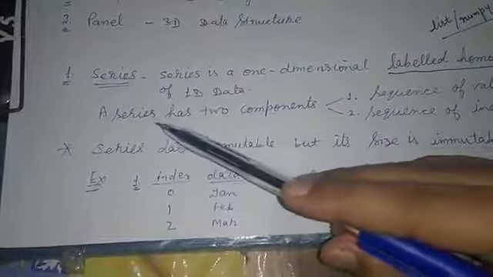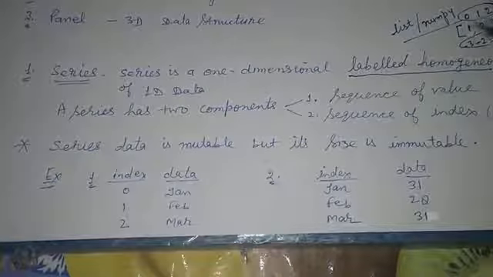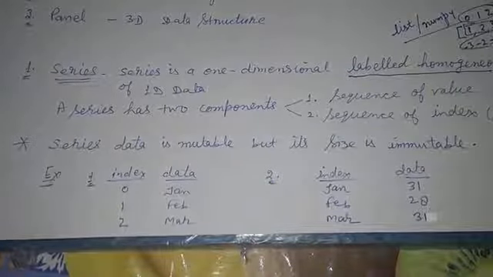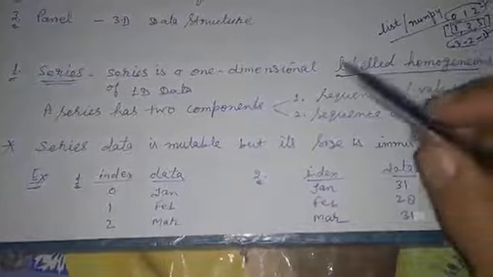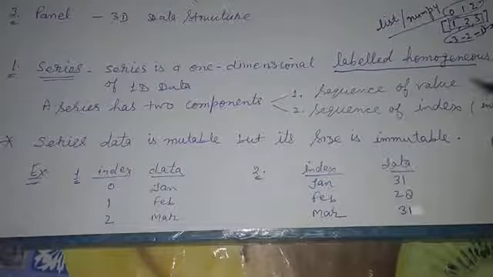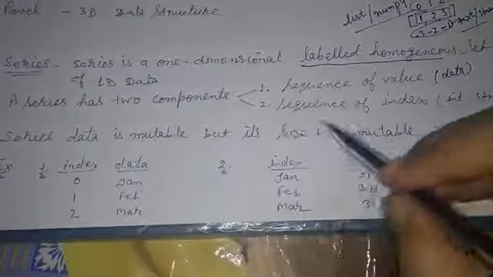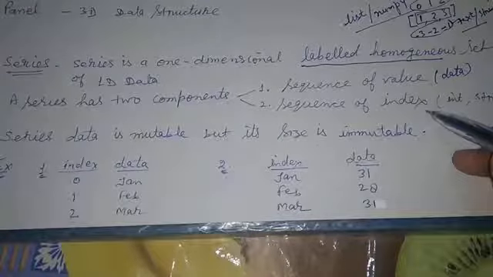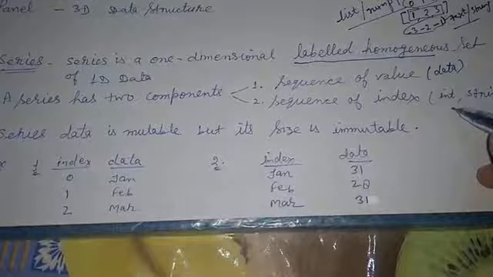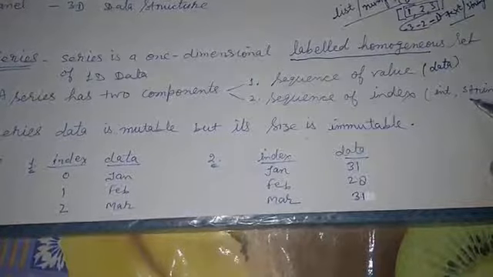A series has two components, unlike list and NumPy, which have only one set of values, with indexes automatically assigned by Python. What are the two components? Number one, sequence of values, meaning data, and sequence of indexes, which makes it different from list and the one-dimensional array in NumPy. Index can be integer, string, or text, as I already told you.